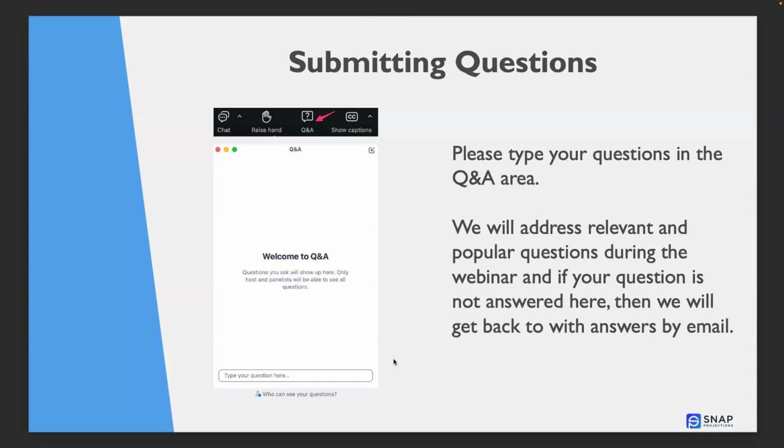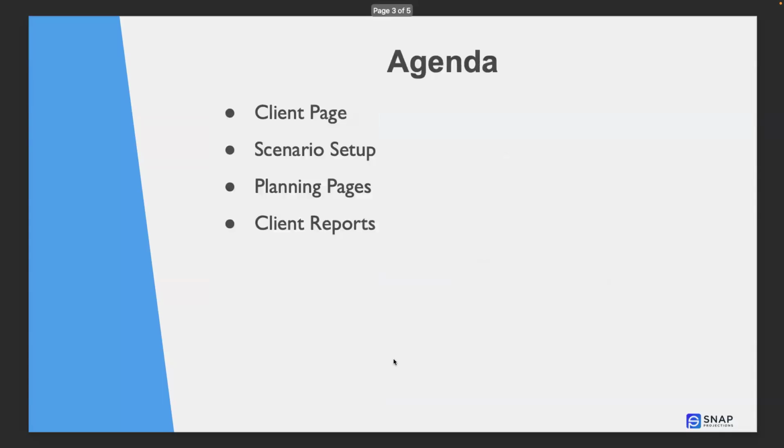So in regards to the agenda, again, we're going to be going over some of the default settings within Snap, starting with the client page. So the first window that you see when creating a new client. We'll then hop into scenario setup, the planning pages, and then finally the client reports.